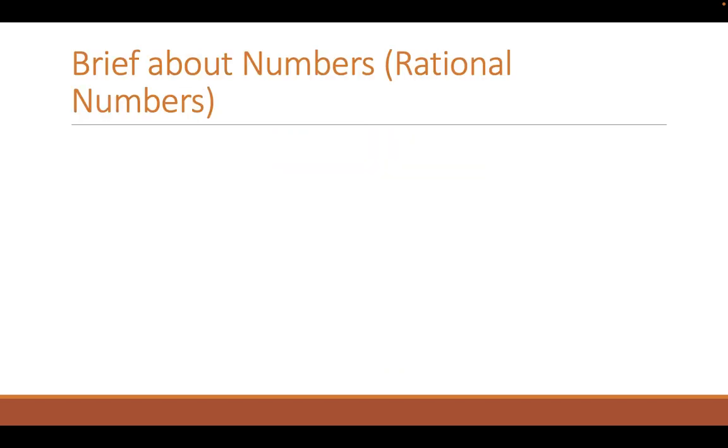Now let's start with a brief about numbers. And as this is 8th standard, we will start with the proper grouping of the numbers. So first, let's see what rational numbers are. Now coming to the basics, what is a number first? A number is a mathematical object used to count, measure, and label. That's what the definition is. So it can be used to count, measure, and label.